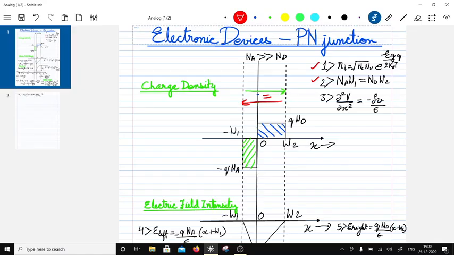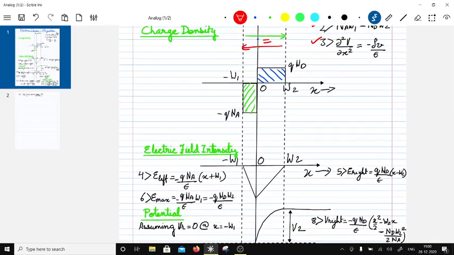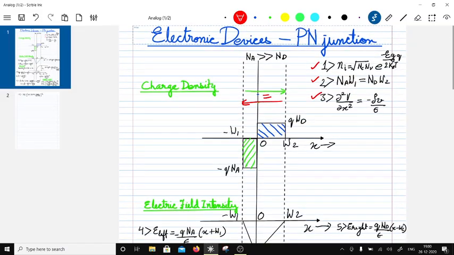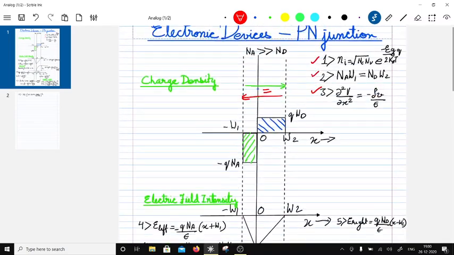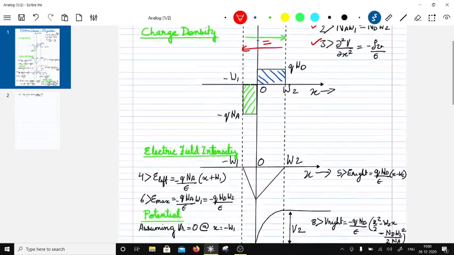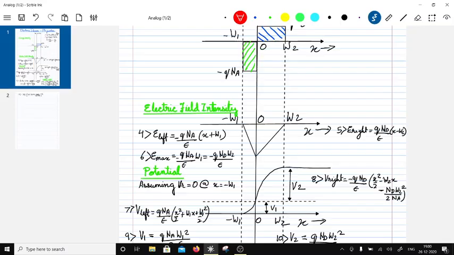Next thing we talked about was a relation known as Poisson's relation, right? And this was the charge density which we plotted here, and the area under the curve on left and right sides are equal because of the charge neutrality, and this gives us the expression 2, NaW1 equal to NdW2. Now using expression 3 we integrated both the sides, and we find out what is the field. The field exists only in the depletion region, which is devoid of the minority carriers. They still have the majority carriers, right?